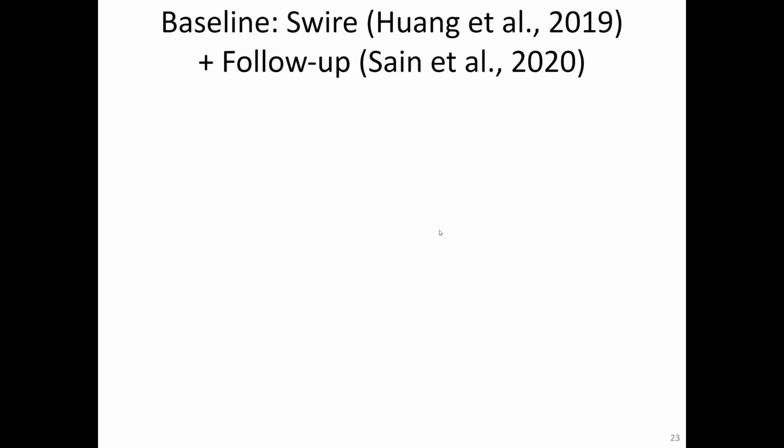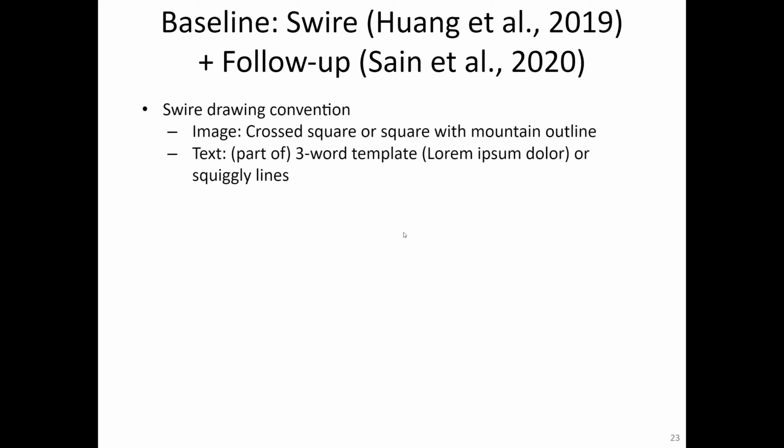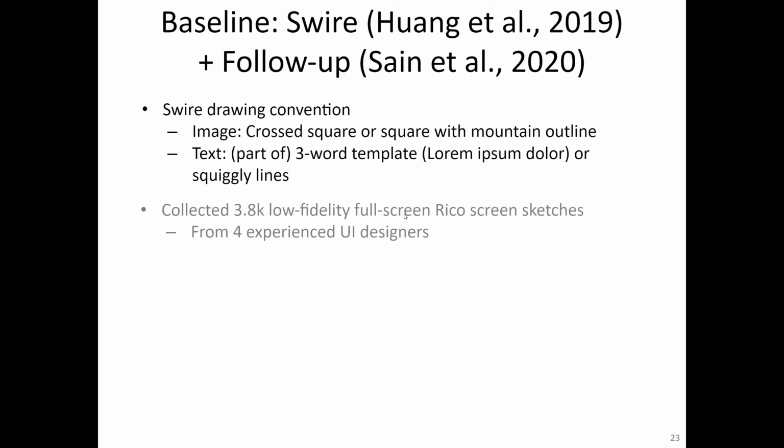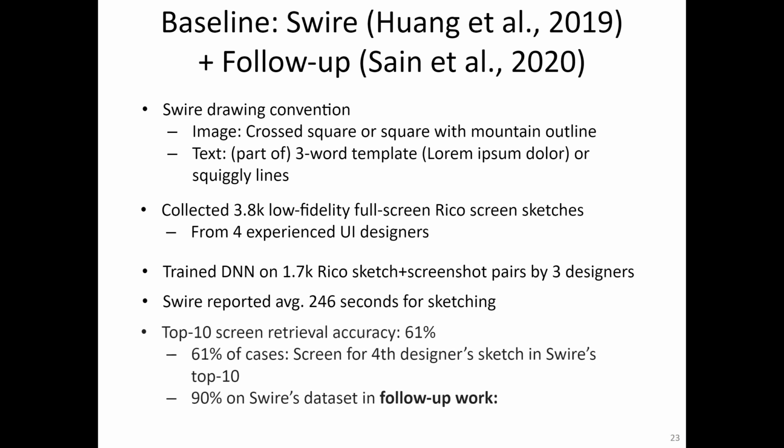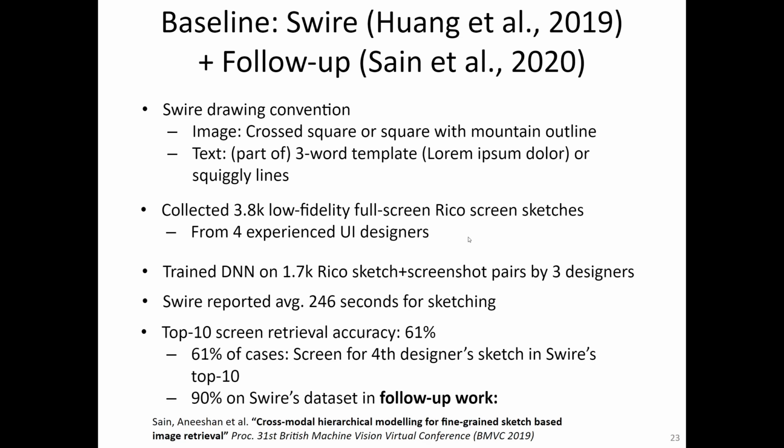For the baseline, we use SWARE and its follow-up work. SWARE uses some conventions for their drawing, like representing an image with a cross square, where PSDoodle uses a single-line window. They represent text with word templates or squiggle lines. They collected 3,800 sketches and trained a deep neural network with these sketch-screenshot pairs. Their average sketching time was 246 seconds. Their top 10 accuracy was reported as 61%, but their follow-up work reported 90% accuracy on the top 10.